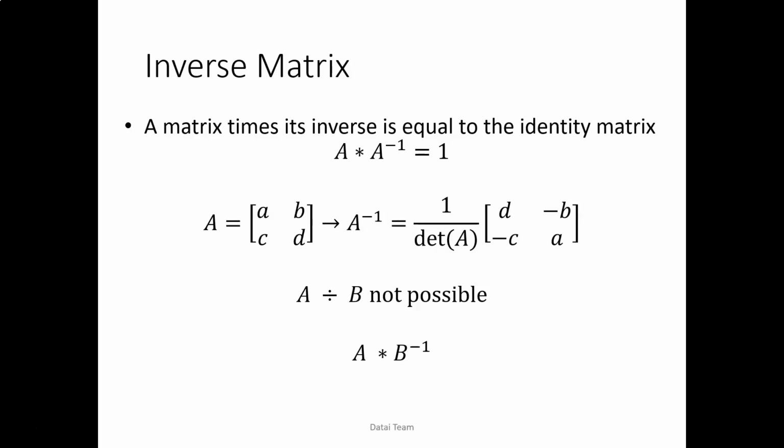Think about regular numbers. Let's say that you have 5. If you do 5 to the power of negative 1, you get 1 over 5. And multiplying A by 5 to the power of negative 1 is the same as dividing A by 5. In both scenarios, you get 1 over 5. And this is why we find an inverse matrix.